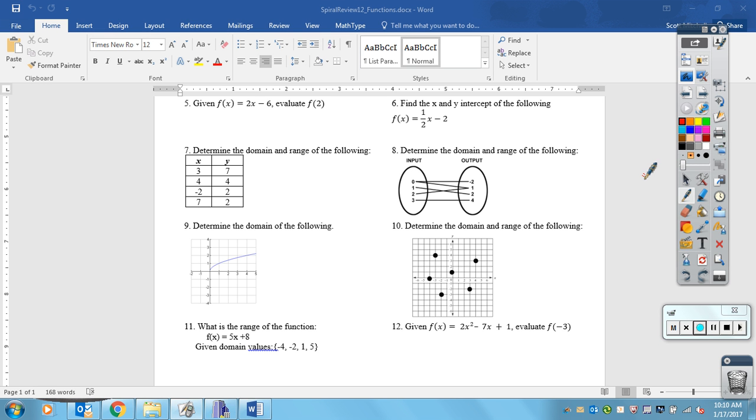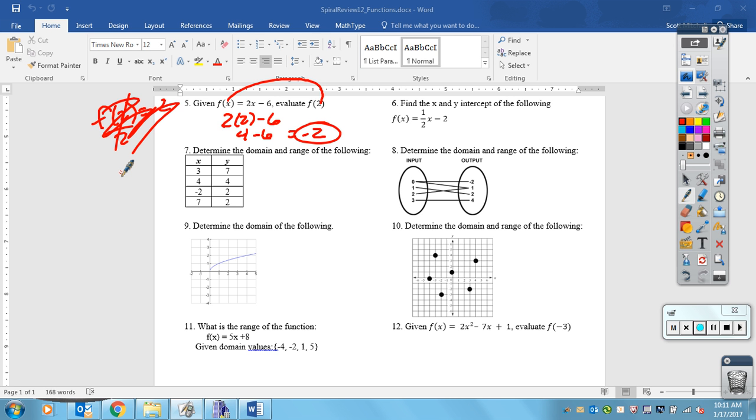Working towards evaluating, if this is my defined function, find f of 2. That means where x was, we're now putting 2. So wherever we see an x, we now put 2. It's 4 minus 6, or negative 2. The answer is negative 2. Don't continue going any further. The answer is just negative 2. I've seen students go, oh, this is f times 2, and then they go, oh, let me divide by 2. No, don't do that. It's saying f of 2 is negative 2.